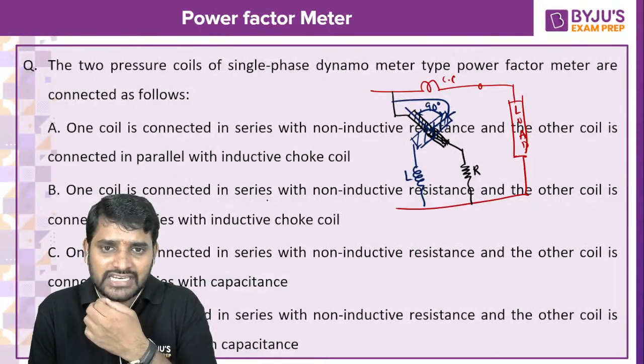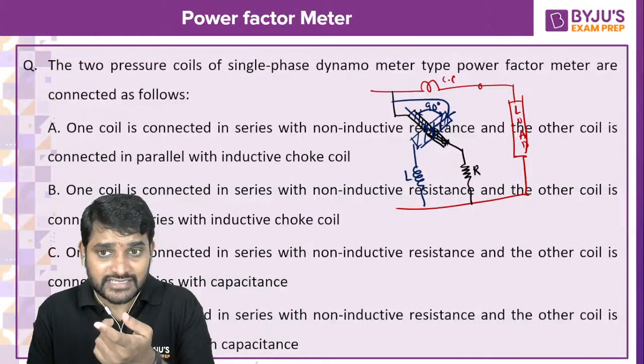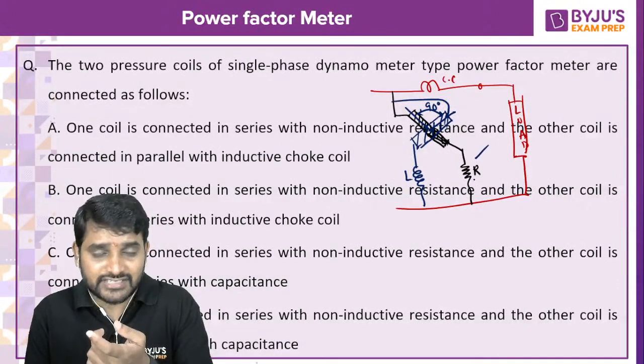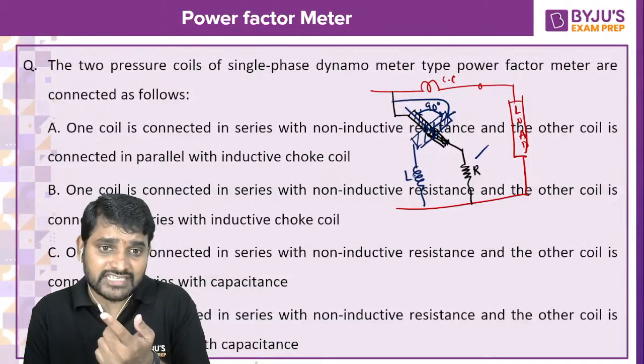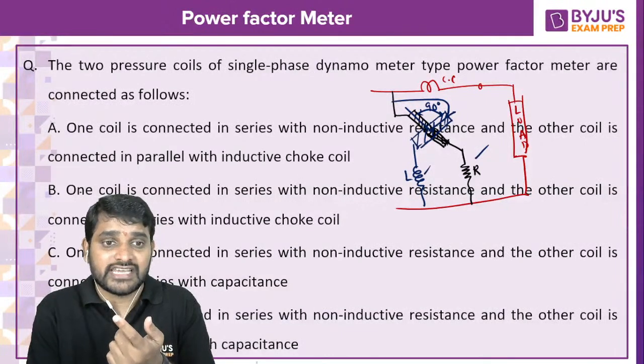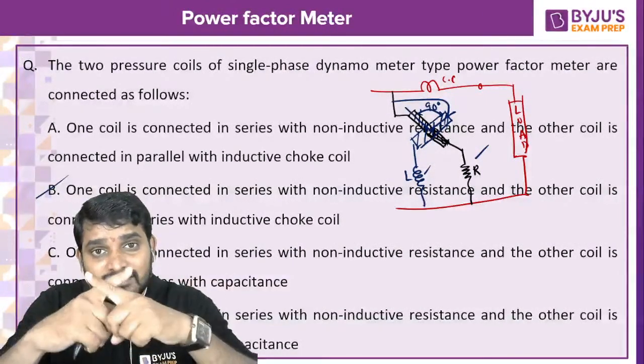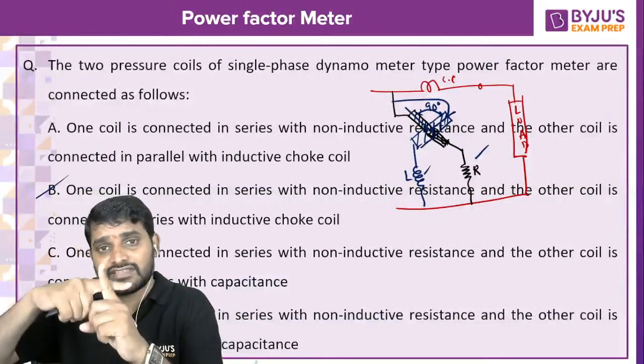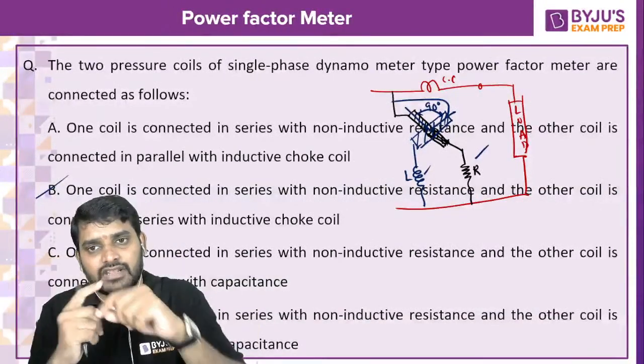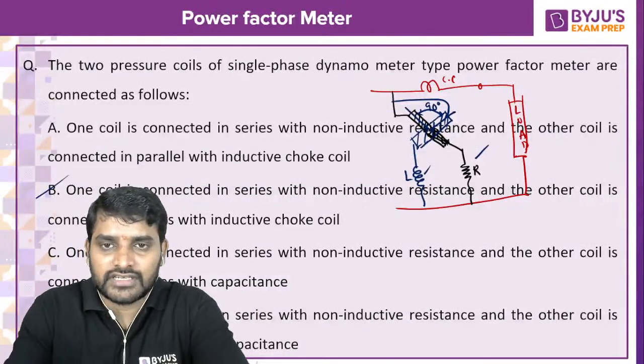So one coil is connected in series with the non-inductive resistance. Another coil is connected in series with the choke coil, or otherwise inductance nature. By the way, the coils are connected in 90 degrees manner, 90 degrees with respect to each other. So this point you need to remember.